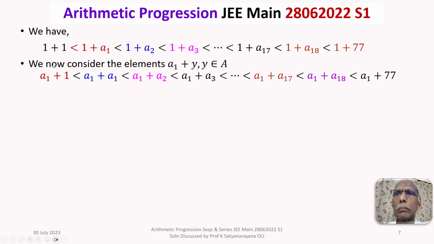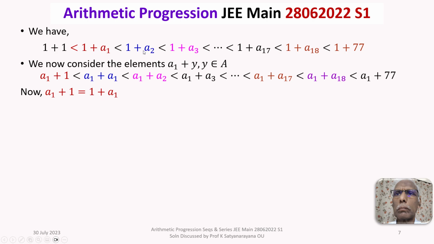Now let's look at this one. A1 plus 1 is not 1 plus 1. Why? Because 1 plus 1 is less than 1 plus A1. So A1 plus 1 is equal to 1 plus A1, because the commutative law holds good among integers. Agreed. Now A1 plus 1 is less than A1 plus A1, and 1 plus A1 is less than 1 plus A2.